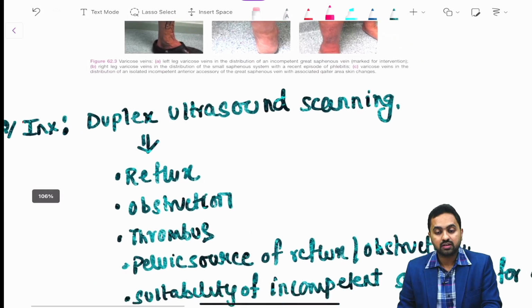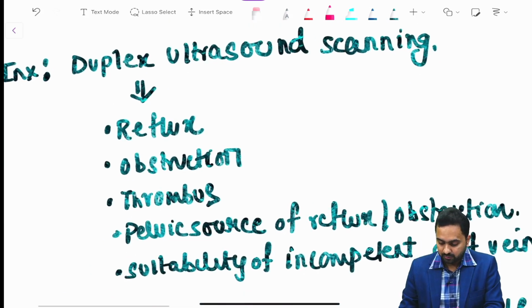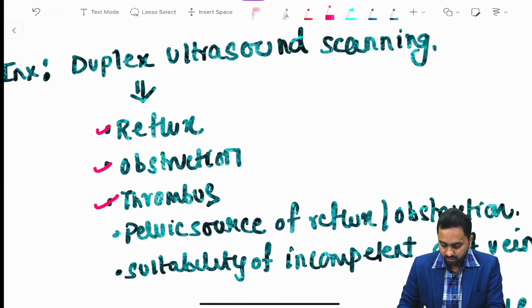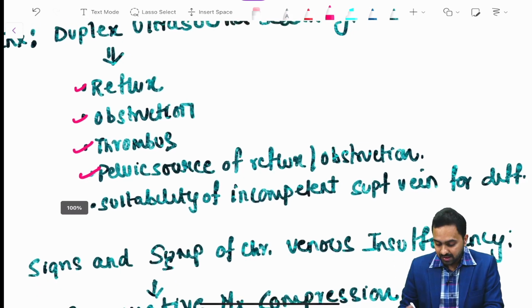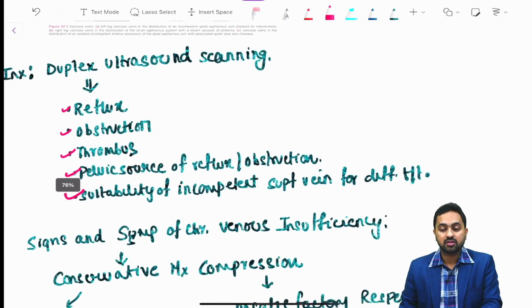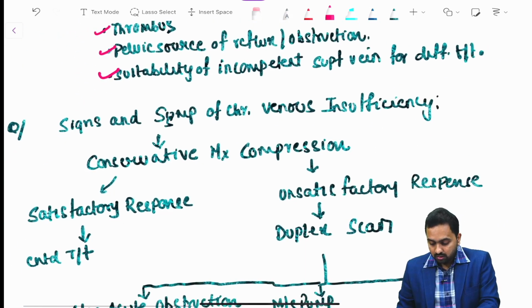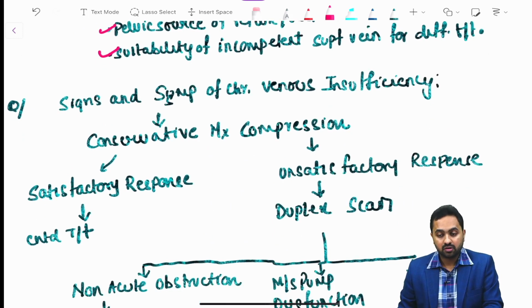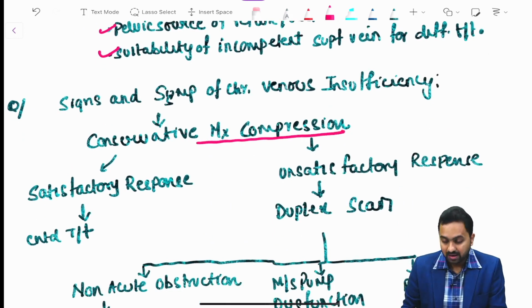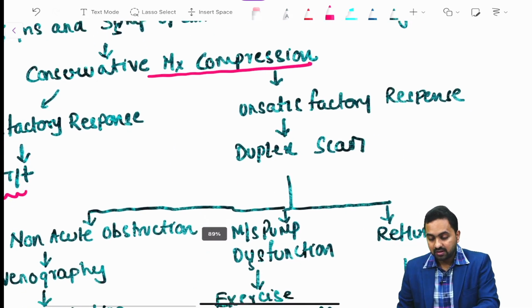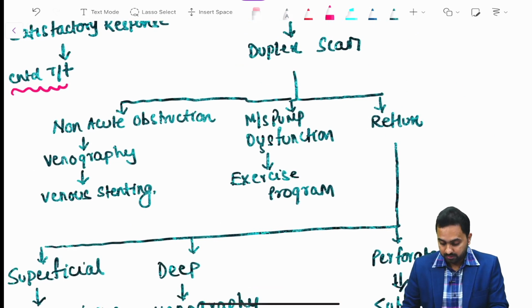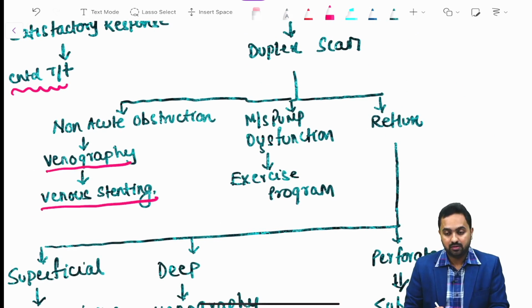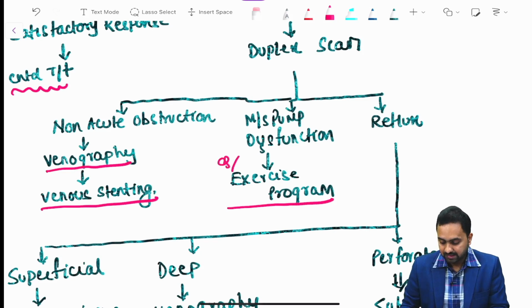Now investigation would include your duplex ultrasound scanning, which would be mainly to demonstrate your reflux or obstruction, rule out your DVT, and identify any pelvic source of reflux or obstruction, and identify the suitability of incompetent superficial vein for different treatment. Now regarding your treatment, if there are signs and symptoms of chronic venous insufficiency, then we go for your conservative management, which is compression. Now if you find a satisfactory response, you continue your treatment. Now if there is an unsatisfactory response, you go for a duplex scan, and if it is a non-acute obstruction, then a venography and a venous stenting may be required. Now if it's a muscle pump dysfunction, then an exercise program would be needed.